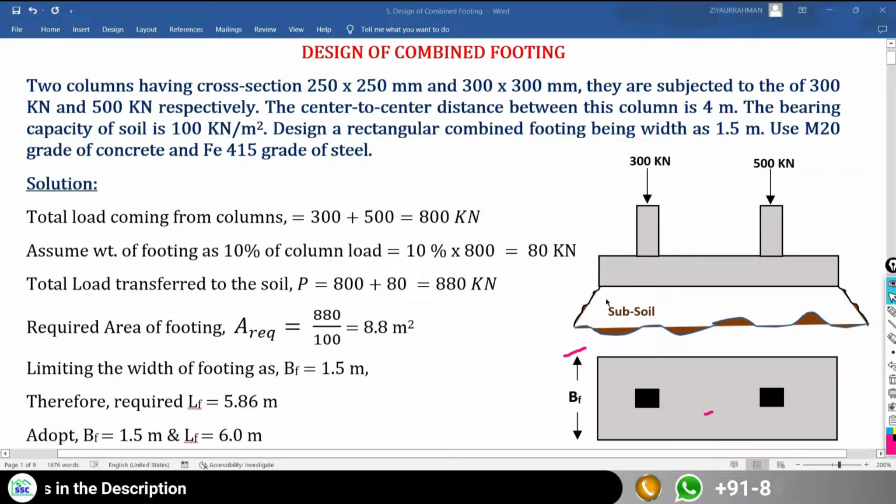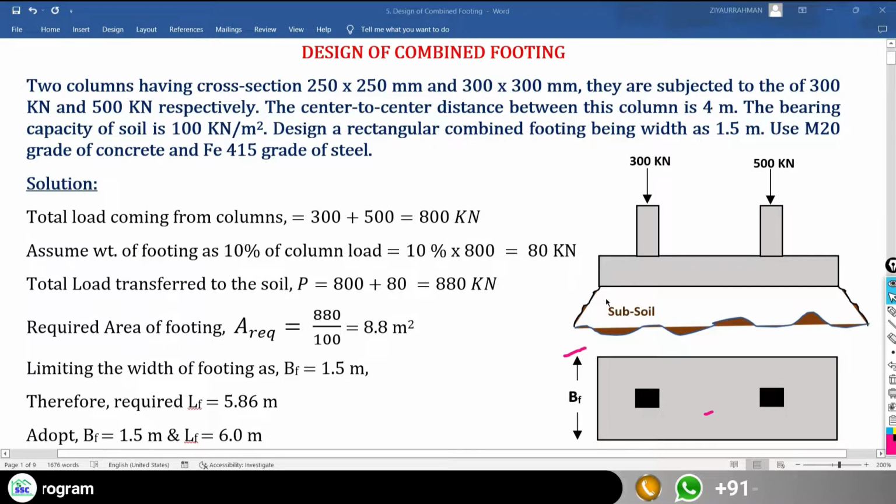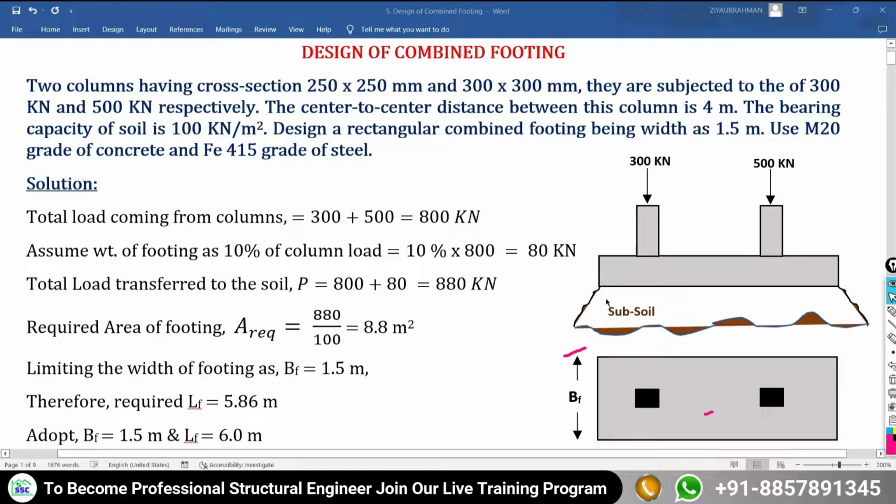So the total load coming from your column is going to become 300 plus 500. It is going to become totally 800 kilonewton. Now we have to consider the self weight of the footing. To calculate the self weight of the footing, we need to know the length of the footing. We need to know the width of the footing.